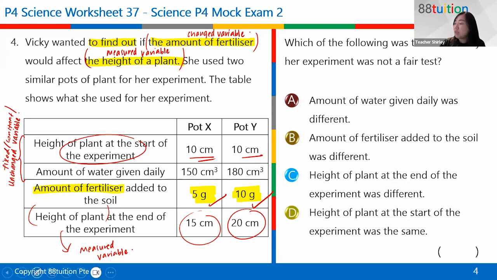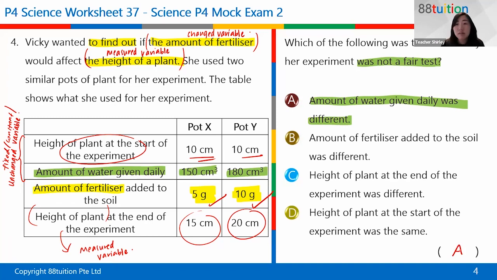So the problem with this experiment is that the amount of water given is different. It should have been the same. So why is it that it was not a fair test? Because the amount of water given daily was different. So the answer is A. Okay, you need to be able to identify the aim of the experiment first. What should be changed? What should be unchanged? Usually in an experiment, there should only be one change variable. Got it?